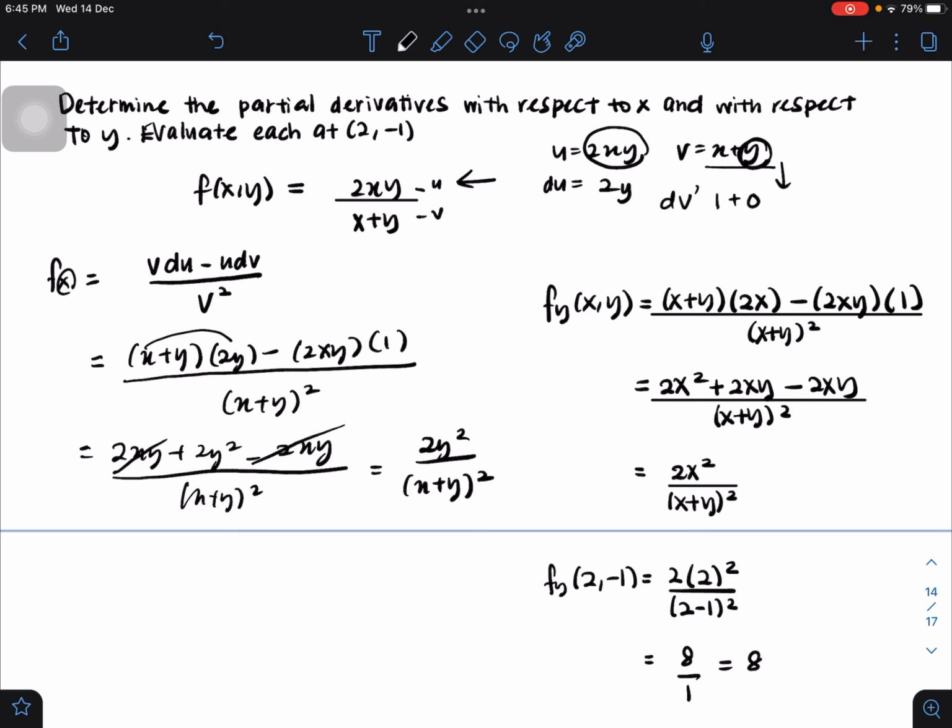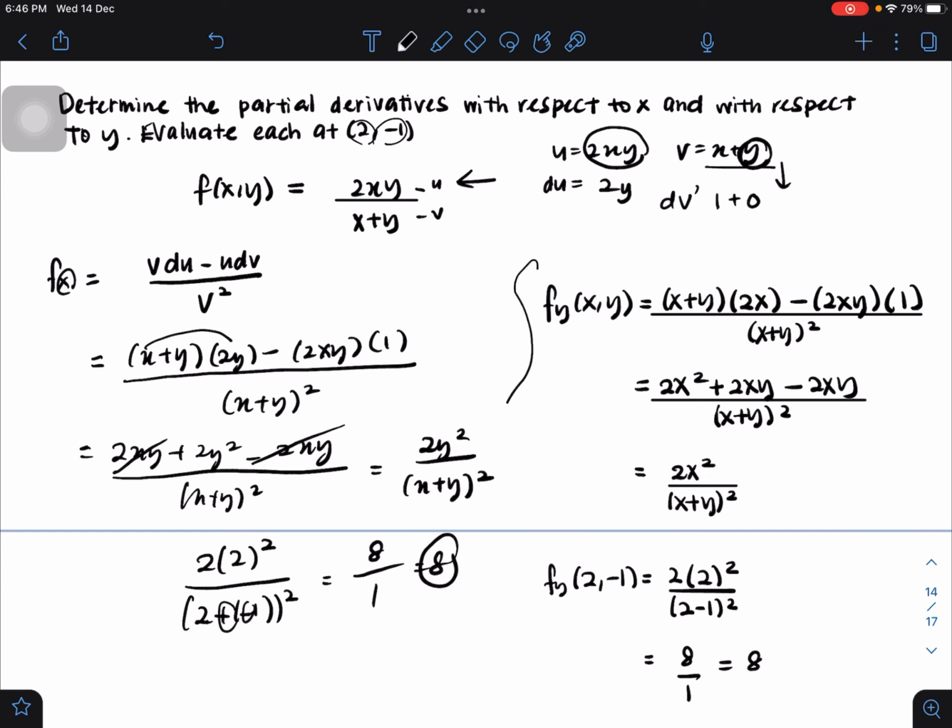So what you need to do now is substitute. Your x is 2, your y is negative 1. So you have 2 times 1 to the power of 2 divided by 2 plus negative 1 to the power of 2. So 1 squared is 1... 2 to the power of 2 is 4. 4 times 2 is 8. 2 plus minus is minus. 2 minus 1 is 1. 1 to the power of 2 is 1. So you have 8 as your answer.